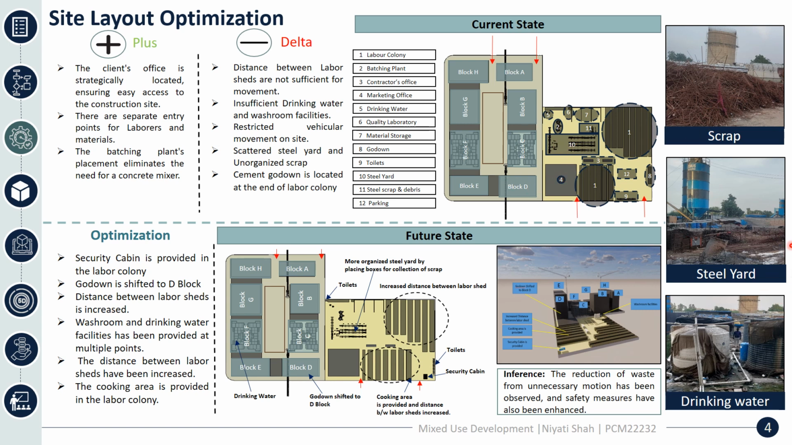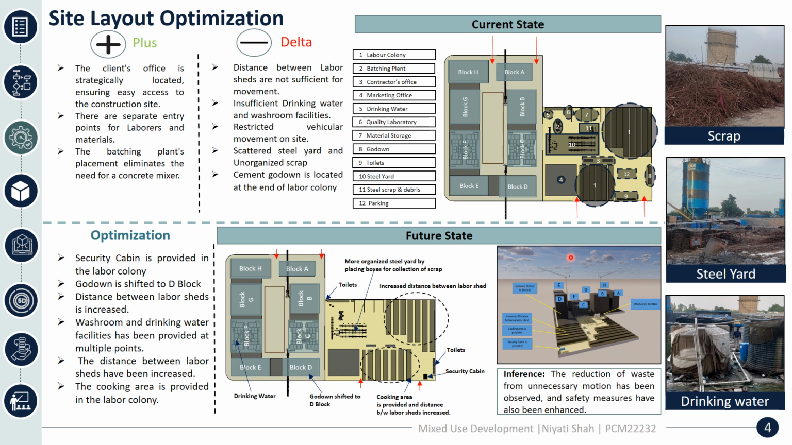Majorly, the data noticed is that unorganized scrap has been observed here. The steel yard is haphazardly placed, with no systematic placement. The drinking water facility is just single. It is not provided on the site but beside the site, and there is only one point. Also for washroom facilities, there is restricted movement on the site.